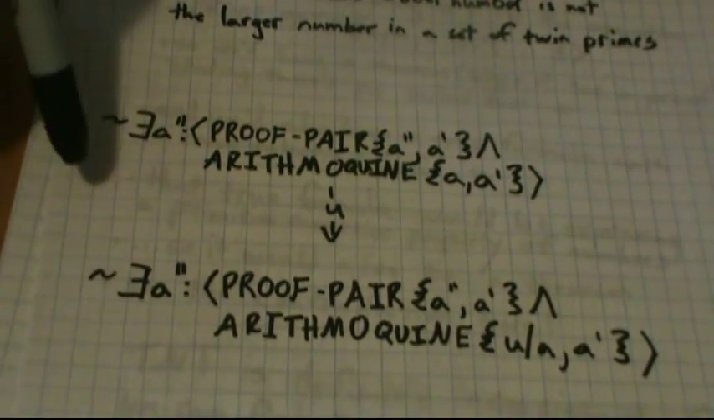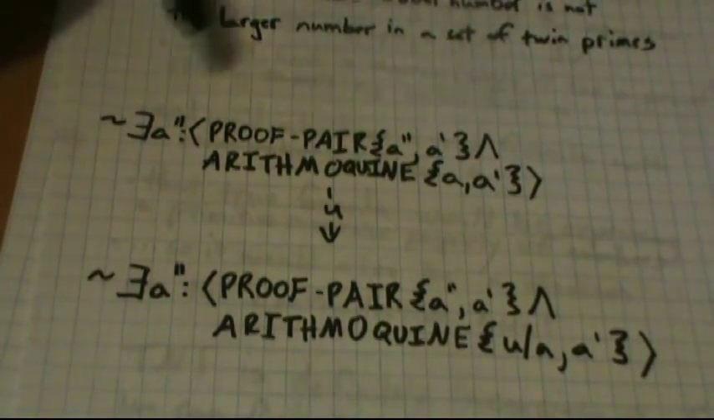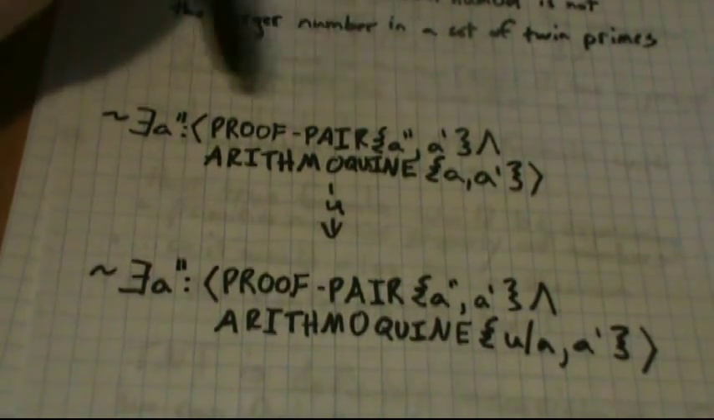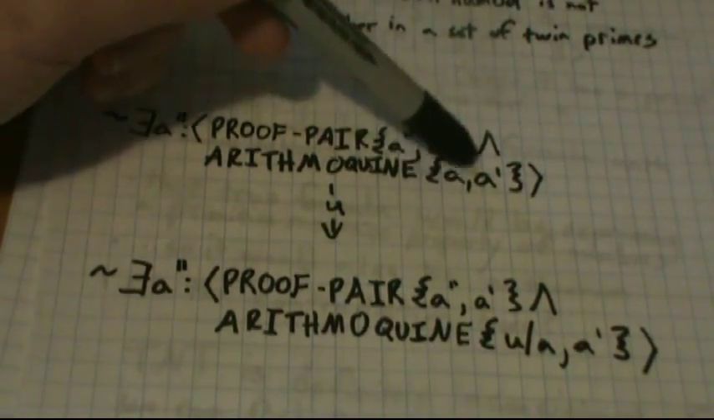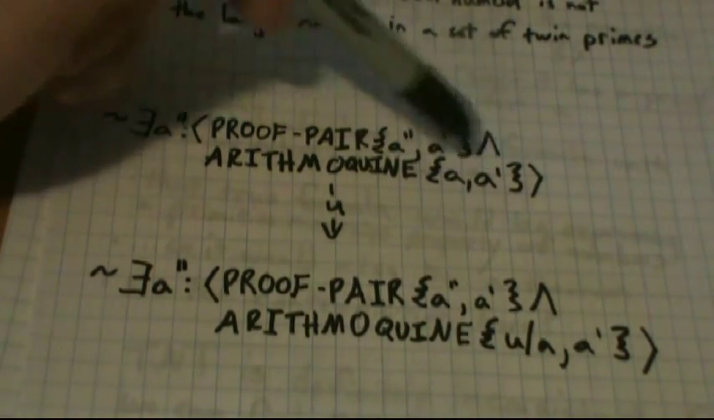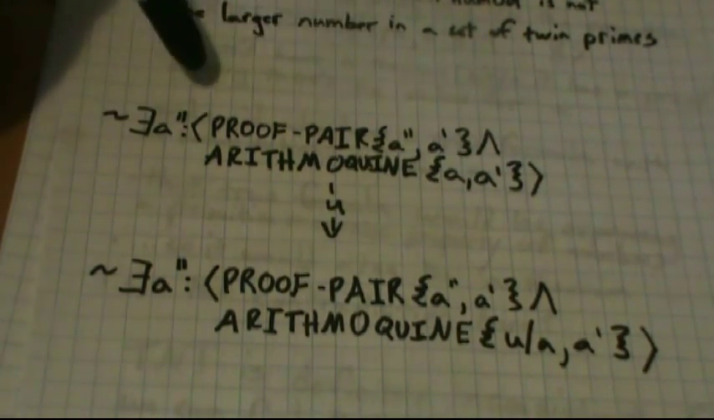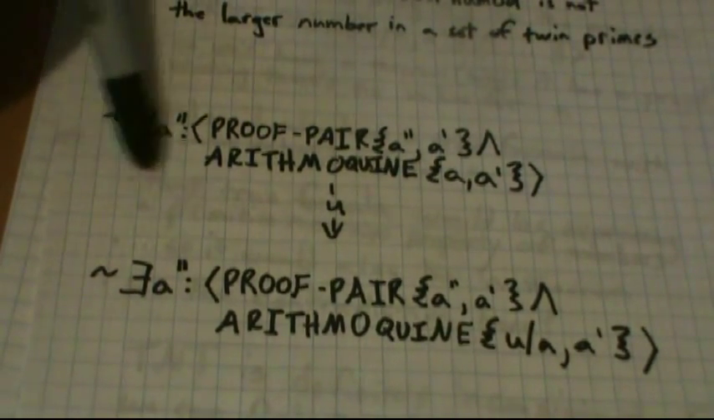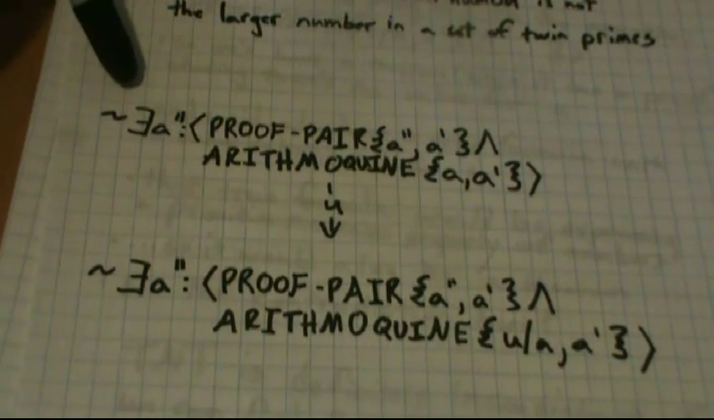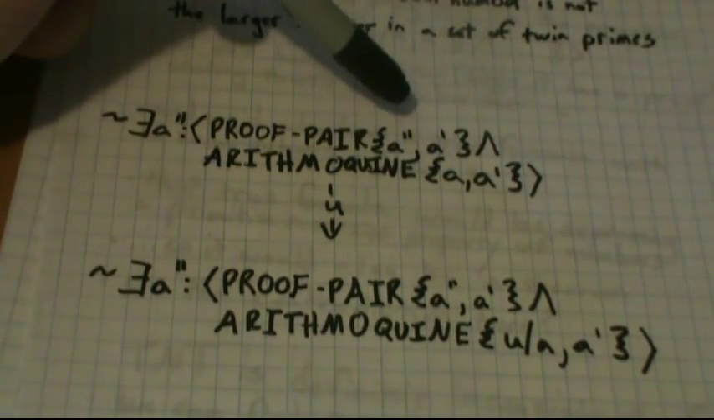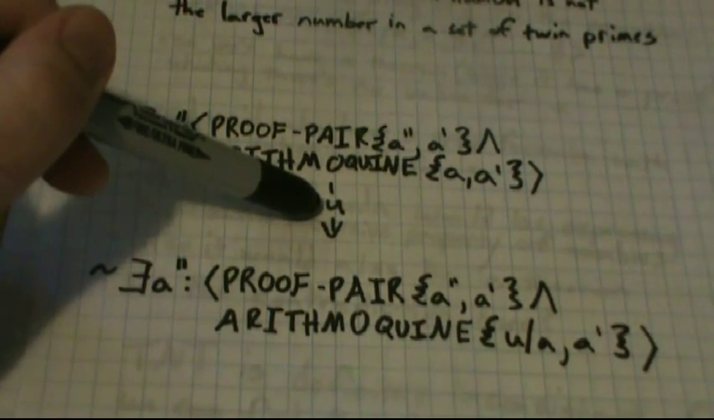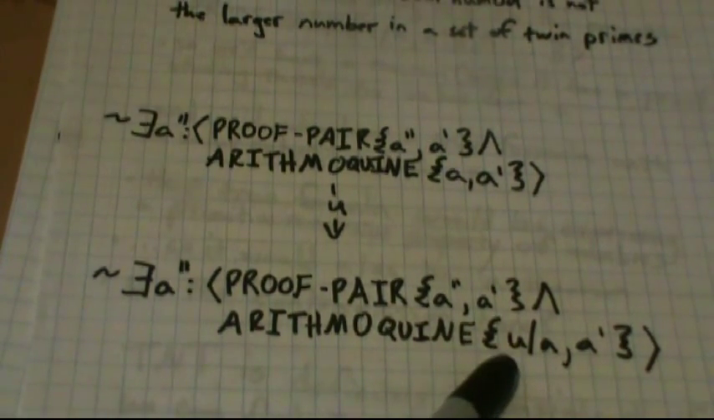Remember that this looks exactly like our last example, except that instead of saying twin prime, we're saying proof pair. So we start with some number a, arithmoquine it to get a prime, then we're making a claim about that a prime, which is that there exists no a double prime that forms the first number of a proof pair. So you take that formula's Gödel number, we'll call it u, and you put it in as the starting number.